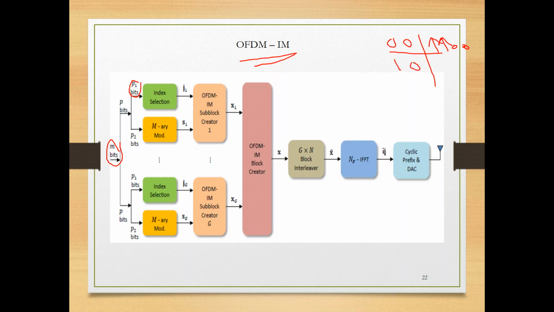If 10 comes, activate the second and third subcarriers. If 01 comes, activate the last two subcarriers. If 11 comes, activate the first and last, and the rest are 0. Is it clear? Simple, not very difficult. The concept is very simple. What's this? This is the subblock in the OFDM. You activate the indices in and out.